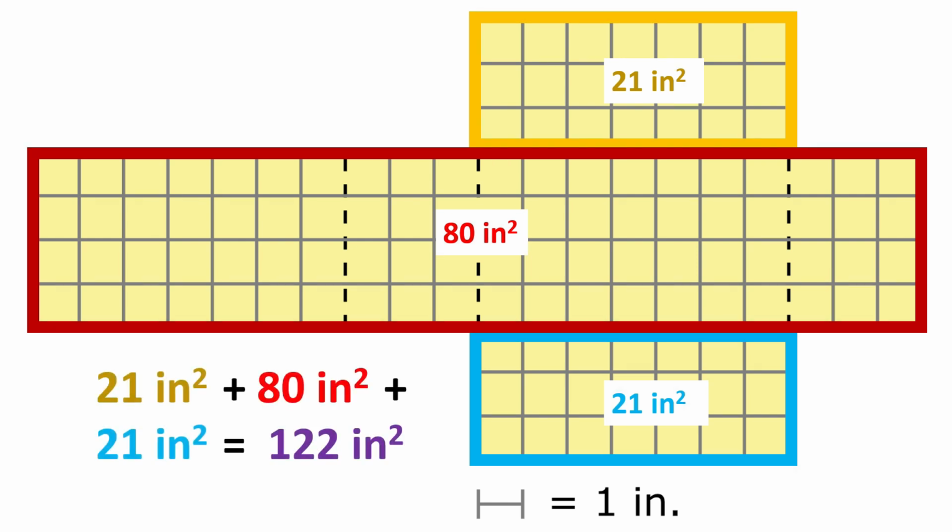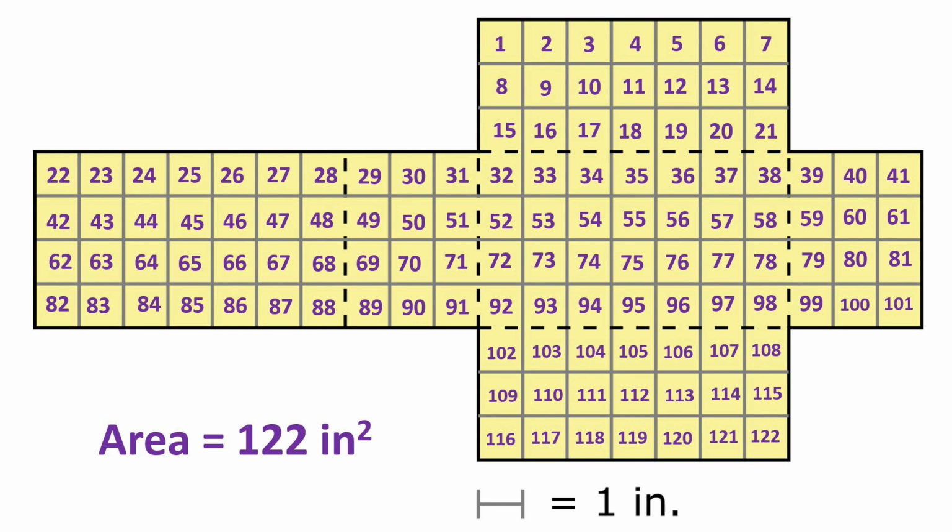To find the total area of this net, we add the area of each rectangle. 21 plus 80 plus 21 equals 122 square inches. That's the same number we got when counting.